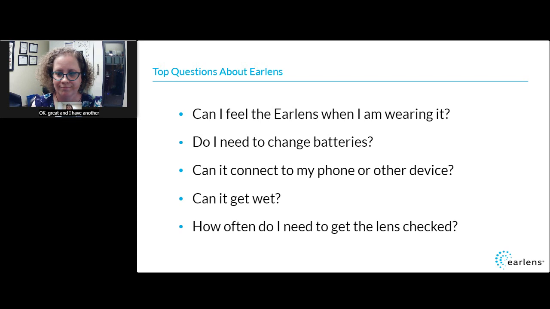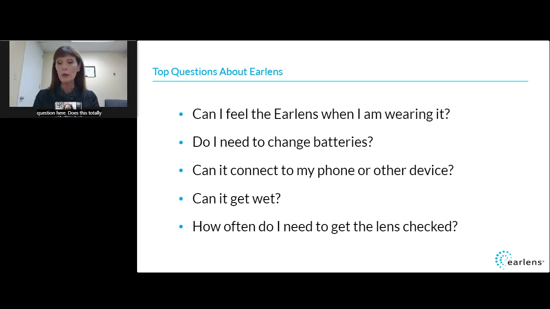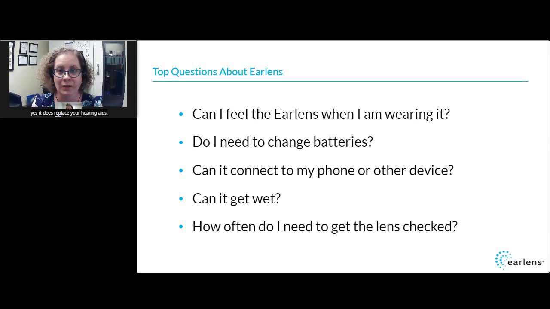Okay, great. And I have another question here. Does this totally replace your current hearing aids? So if you end up liking Earlens and enjoying this, yes, it does replace your hearing aids. However, if you have a problem like one of the receiver behind-the-ear portions of the Earlens doesn't charge, you can wear your traditional hearing aid over on your ears because it won't come in contact with the lens, until you can get into my office for some troubleshooting. That's a very good answer.